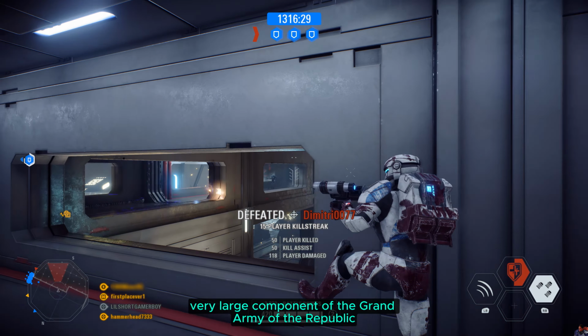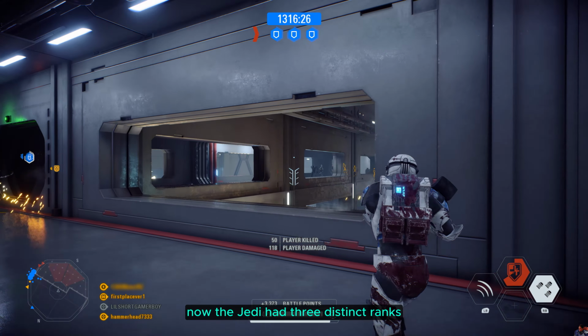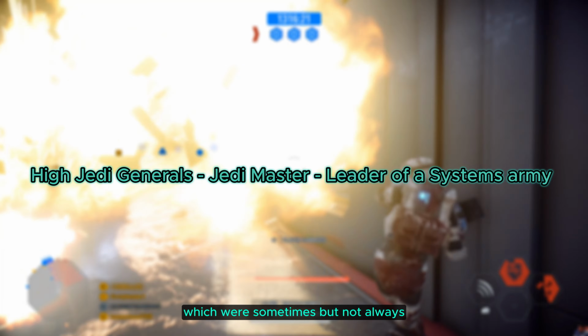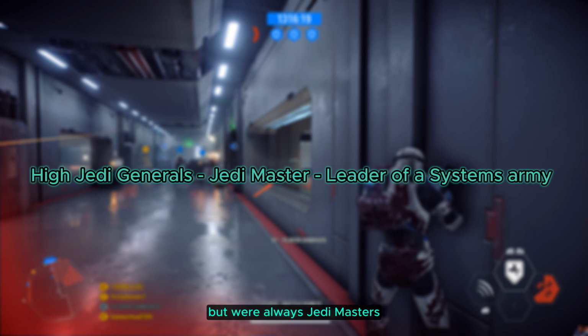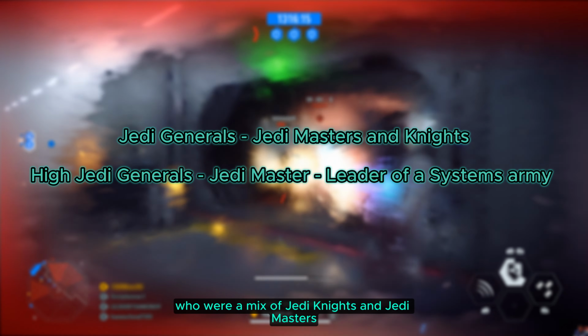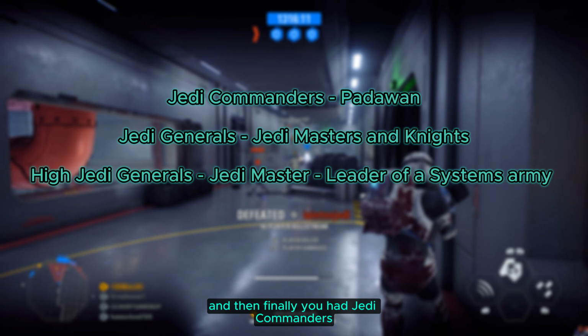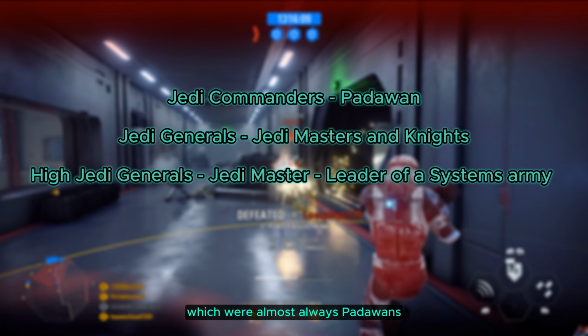Now, the other very large component of the Grand Army of the Republic were the Jedi. Now, the Jedi had three distinct ranks. You had the High Jedi Generals, which were sometimes but not always members of the Jedi Council, but were always Jedi Masters. Then you had Jedi Generals, who were a mix of Jedi Knights and Jedi Masters. Again, some could be on the Jedi Council, but not always. And then finally, you had Jedi Commanders, which were almost always Padawans.